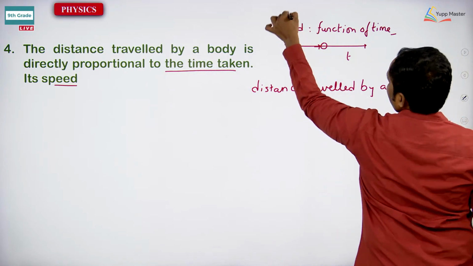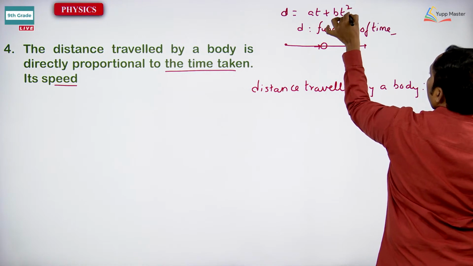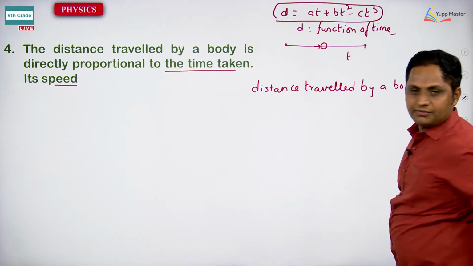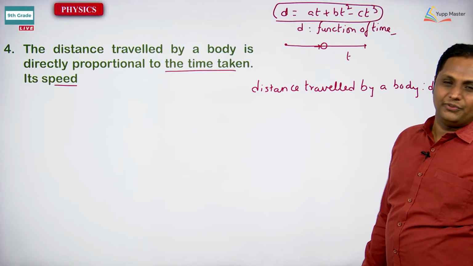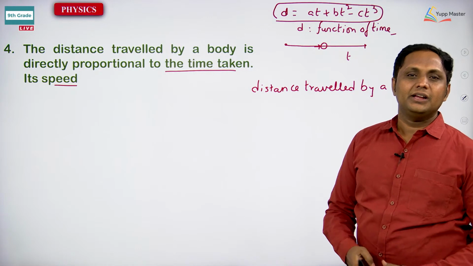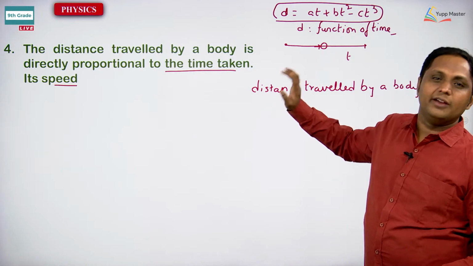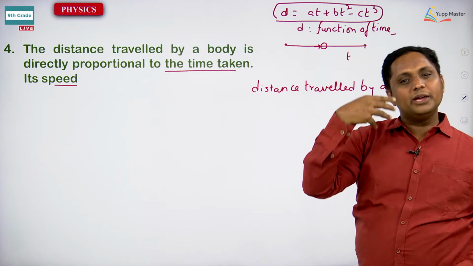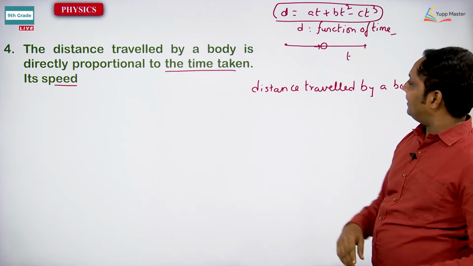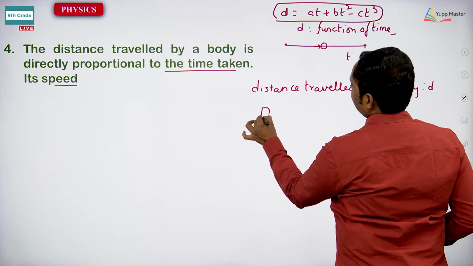You can take that distance is equal to at plus bt square minus ct cube. You can write it down in the form of a function. Yes, it is a very common observation. When the distance depends on the time, as the time increases, distance also increases, no doubt at all. Distance is going to change.